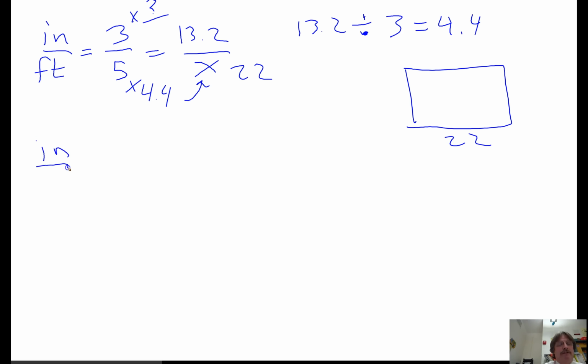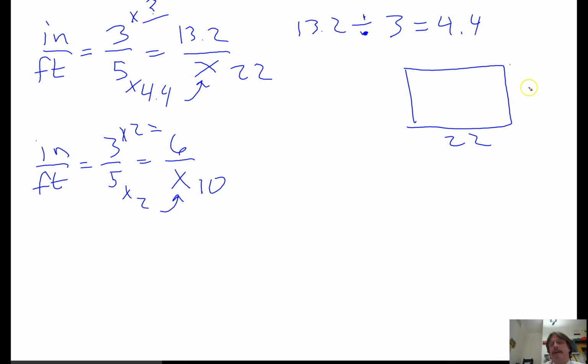So I got my inches over feet, 3 over 5, because that's the ratio, 3 inches for every 5 feet. And 3 inches is 6, but I'm still trying to find this. Okay, I'm trying to find this length over here. But this one's pretty easy. 3 times what number gives me 6? Well, that would be 2. So I multiply this by 2, and so that gives me 10. So the drawing then is going to be 10.